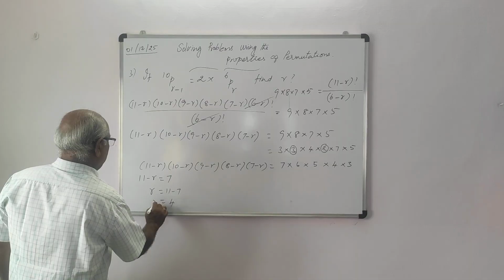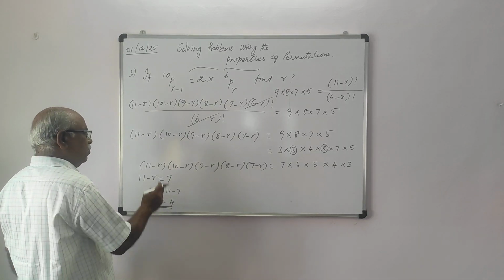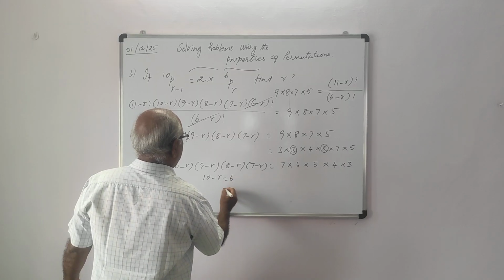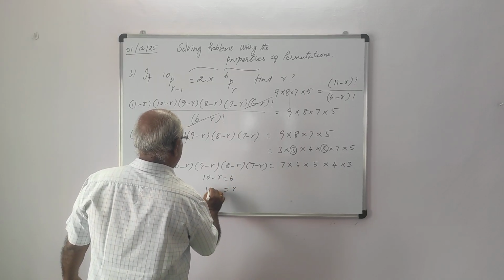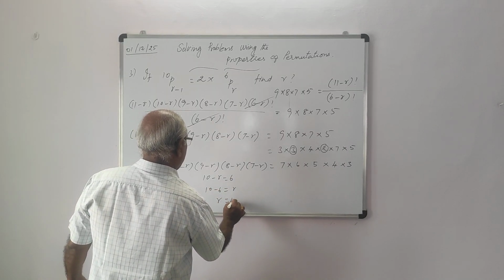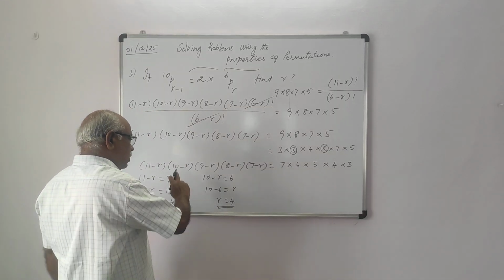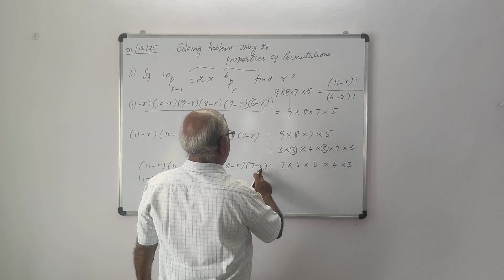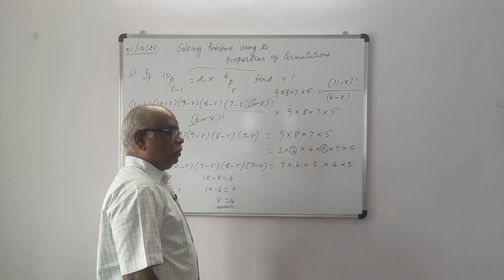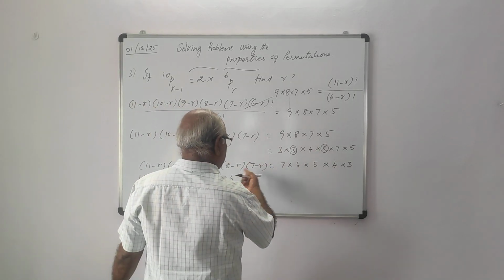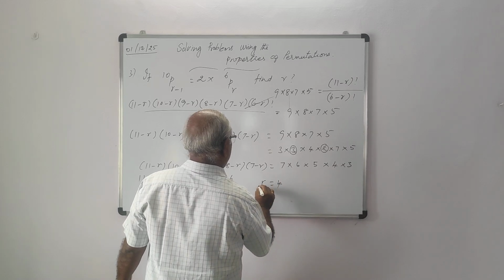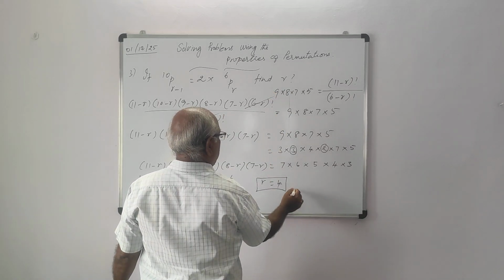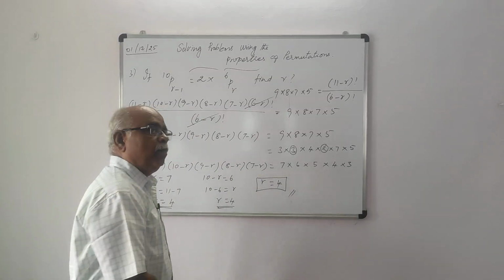4. r is 4. If you want, you can equate another term also, the second term 10 minus r equal to 6. Here also r equal to 10 minus 6. It is also 4. So if you equate any one of the terms, last term 7 minus r equal to 3, r equal to 7 minus 3, that is 4. So like that you can equate any term, you will get r equal to 4. So our required answer, what is r? r is equal to 4. That's all about this problem.